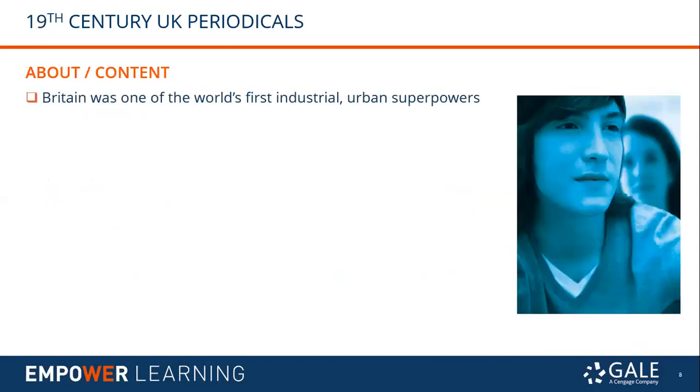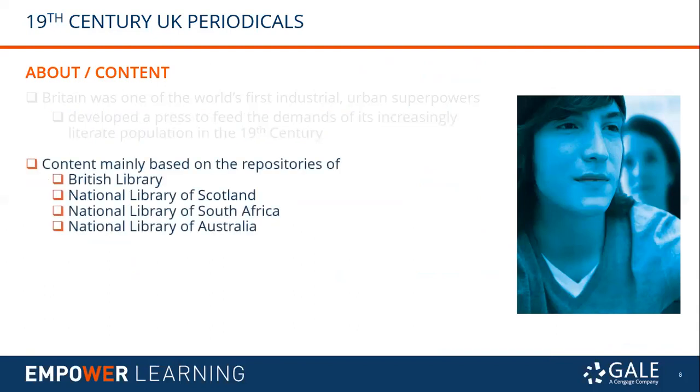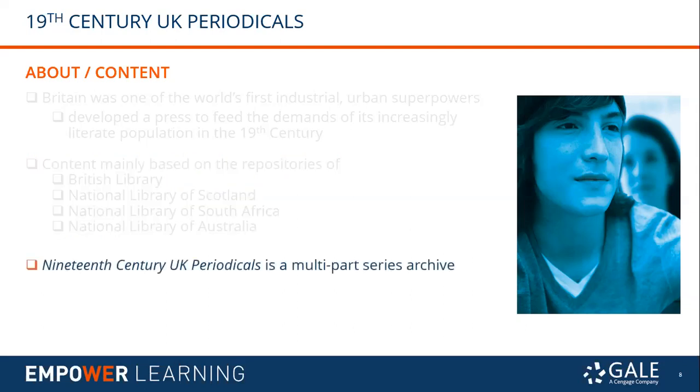All right, then we go to the 19th century UK periodicals. Britain was one of the world's first industrial urban superpowers. So this looks at the way they had to feed the demands of an increasing literate population in the 19th century. Content here comes mainly from repositories of the British Library, National Library of Scotland, South Africa, and Australia. So you can see it's quite diverse.